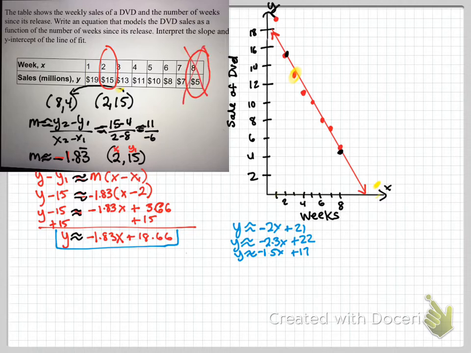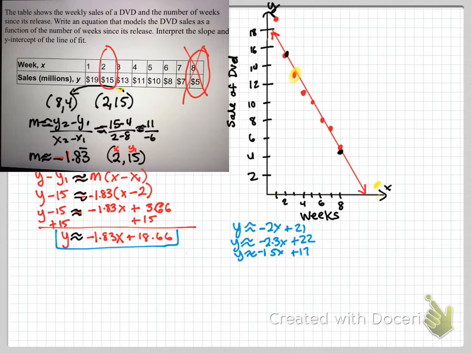So do you understand when you choose your data points, you don't have to use the real data. I could use something on the line. I chose it because, I don't know, on my other graph it looked closer to the edge of a box. That's why I chose it. Okay? But this is my line of best fit.